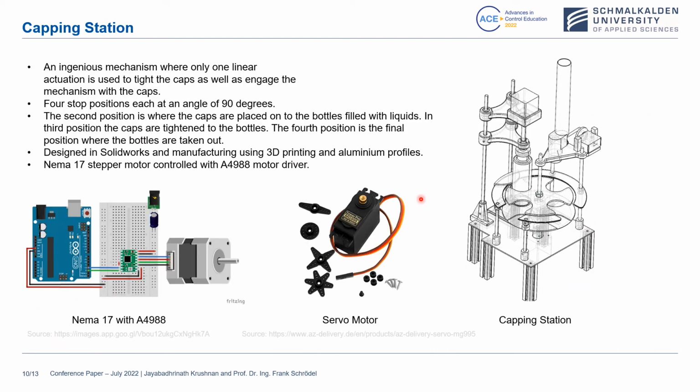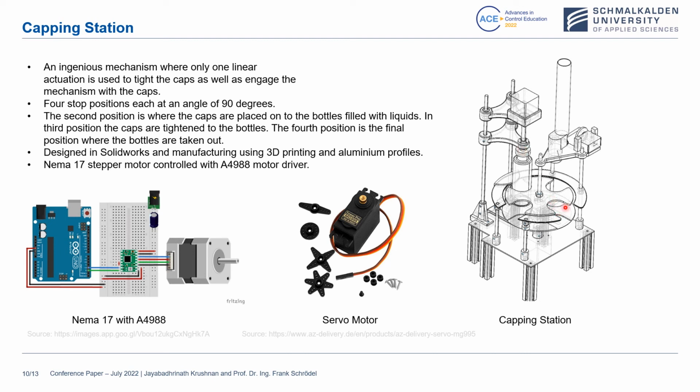The capping station is a wonderful example of a mechatronic system which uses the concepts of mechanical, electrical and computer science. This capping station was completely designed and manufactured in the university. It uses an ingenious mechanism where only one linear actuation is used to tighten the caps as well as to engage the mechanism with the caps.